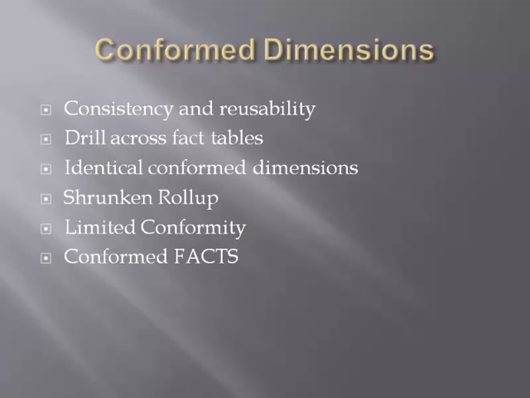By shrunken roll-up, it means different dimensions have different levels of granularity. So each dimension should be at the same level of granularity. This could be attributed at the subset level or the row subset level. By limited conformity, the data governance and stewardship is affected. This means that if there are different products that can be combined into one category, it is always a feasible decision to do so. And last but not the least, besides the dimensions, the fact table must be conformed as well.